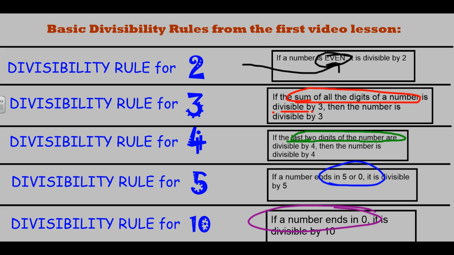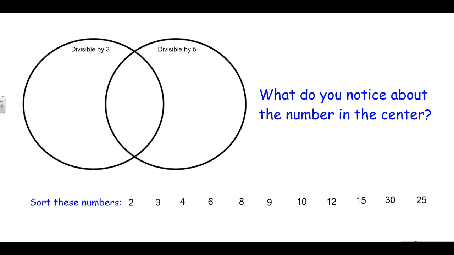So I want to take a few of these basic divisibility rules and look at some Venn diagrams where we compare the results of one rule to another. So first, we want to separate these numbers 2, 3, 4, 6, 8, 9, 10, 12, 15, 30, and 25 into this Venn diagram, so that the numbers that are only divisible by 3 are here in the left circle, the numbers that are only divisible by 5 are here in the right circle, and the numbers that are divisible by both are here in the center. So go ahead, pause the video, draw the Venn diagram, sort the numbers into the Venn diagram, and unpause the video when you are ready to move on.